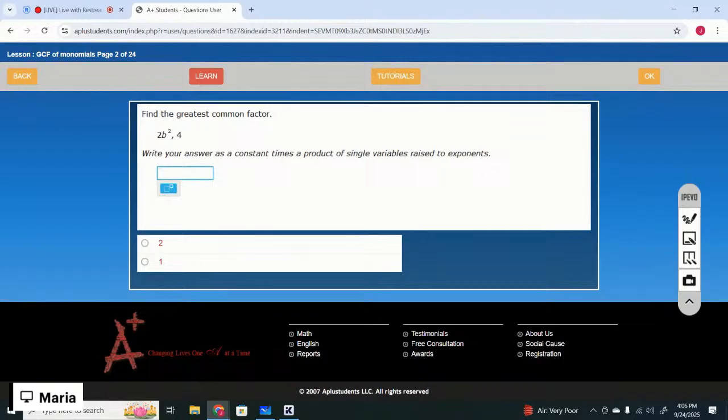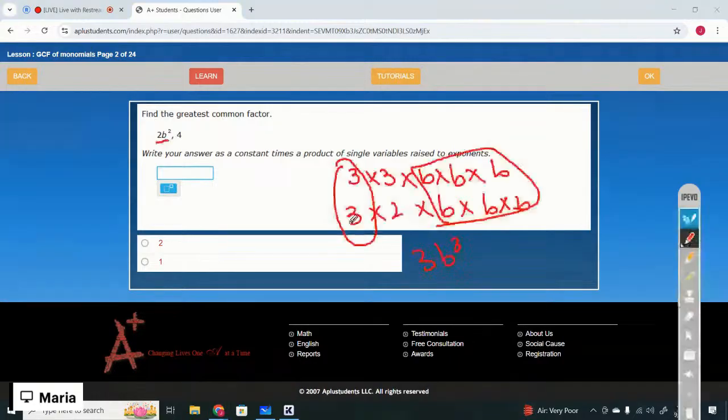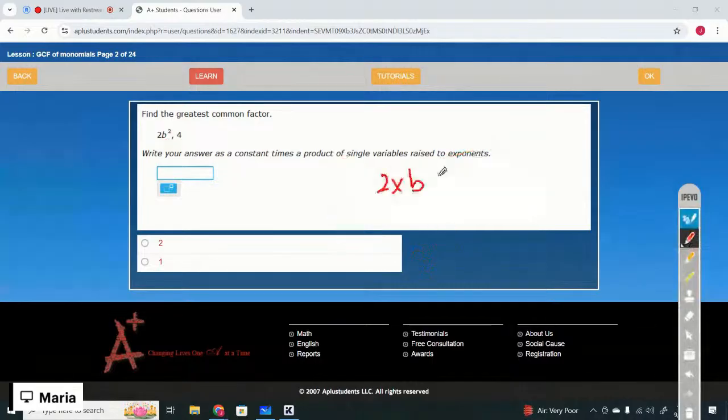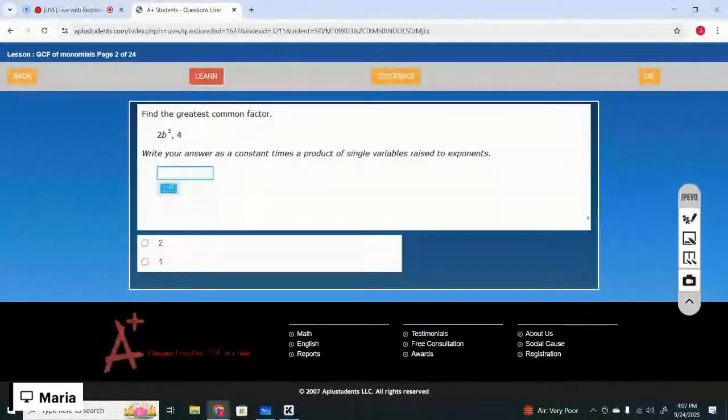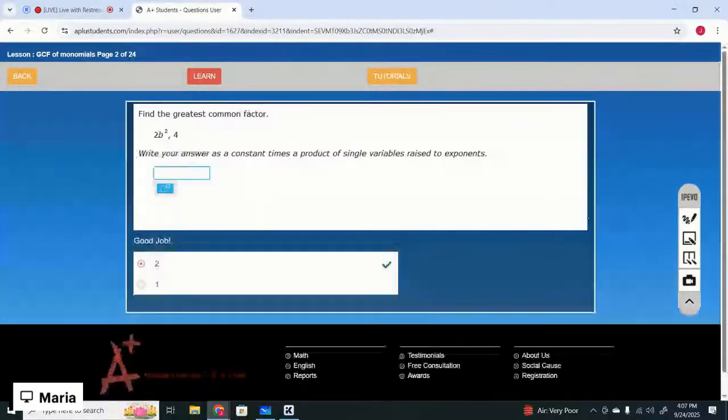Find the greatest common factor of 2b square and 4. 2 times b and 2 times 2. So the greatest common factor is 2. The correct option is 2. Option number 1 is the correct option.